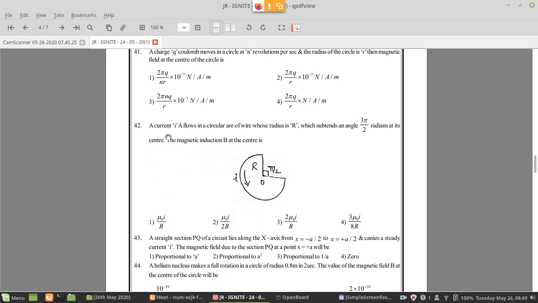42nd one, a current I ampere flows in a circular arc. So the current is flowing in a circular arc. The radius is given as capital R. The angle subtended by the circular arc is 3 pi by 2, because the outside angle is pi by 2, that is 90. So the remaining inner angle must therefore be 270, that is 3 pi by 2 at the center. Now the magnetic induction B at the center is very simple. Among all the choices, the fourth choice directly is mu naught I by 4 pi R into beta. That formula we have to use.